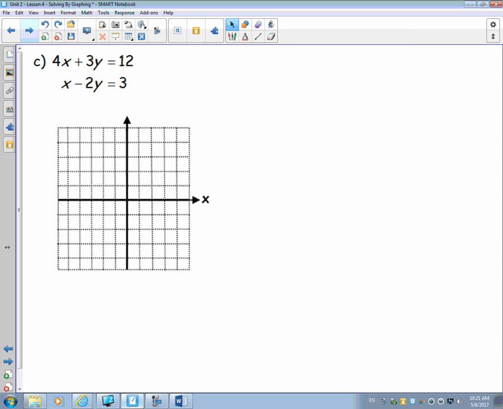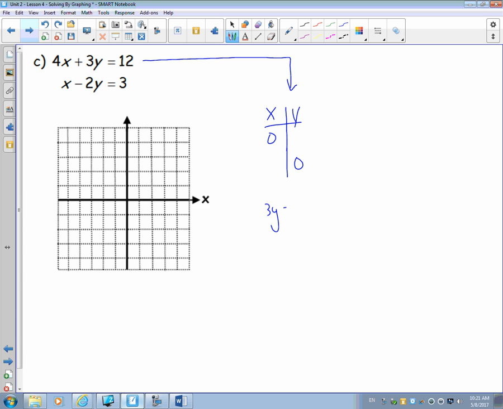4x plus 3y is 12. That would take some rearranging. So I'm going to use the baby table method. 0 and 0. If x is 0, really I get 3y is 12, so y is 4. 0, 4, right there. If y is 0, I'll get just x is 3. Oh, that was quick. There's my first graph.